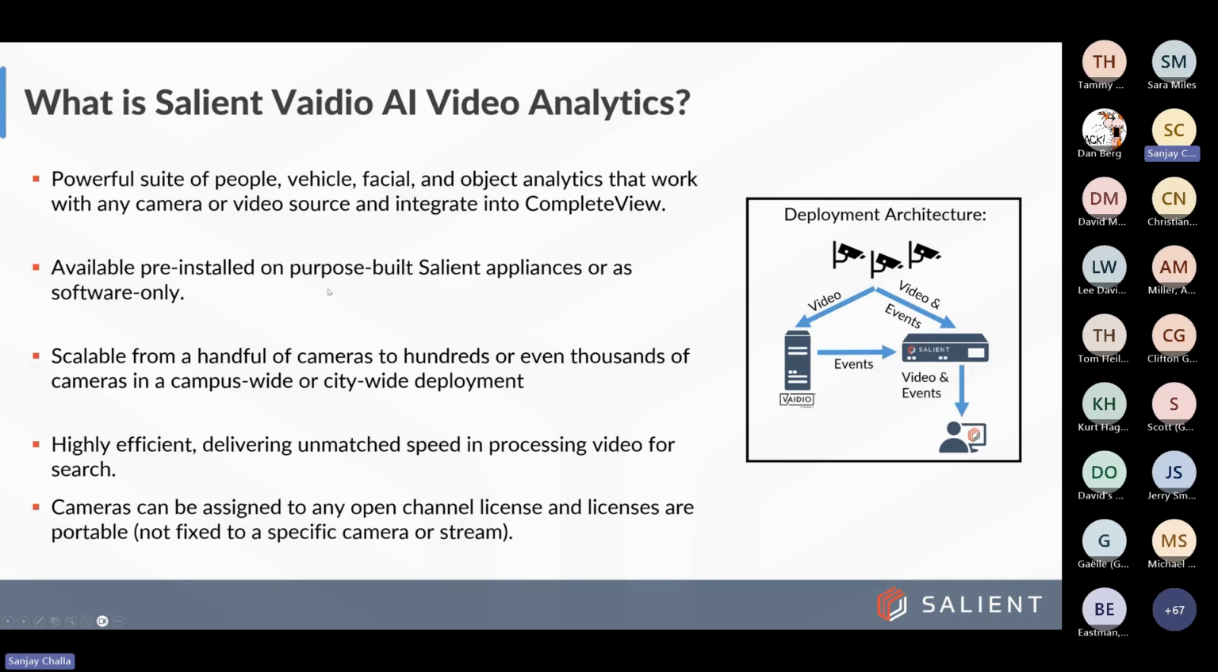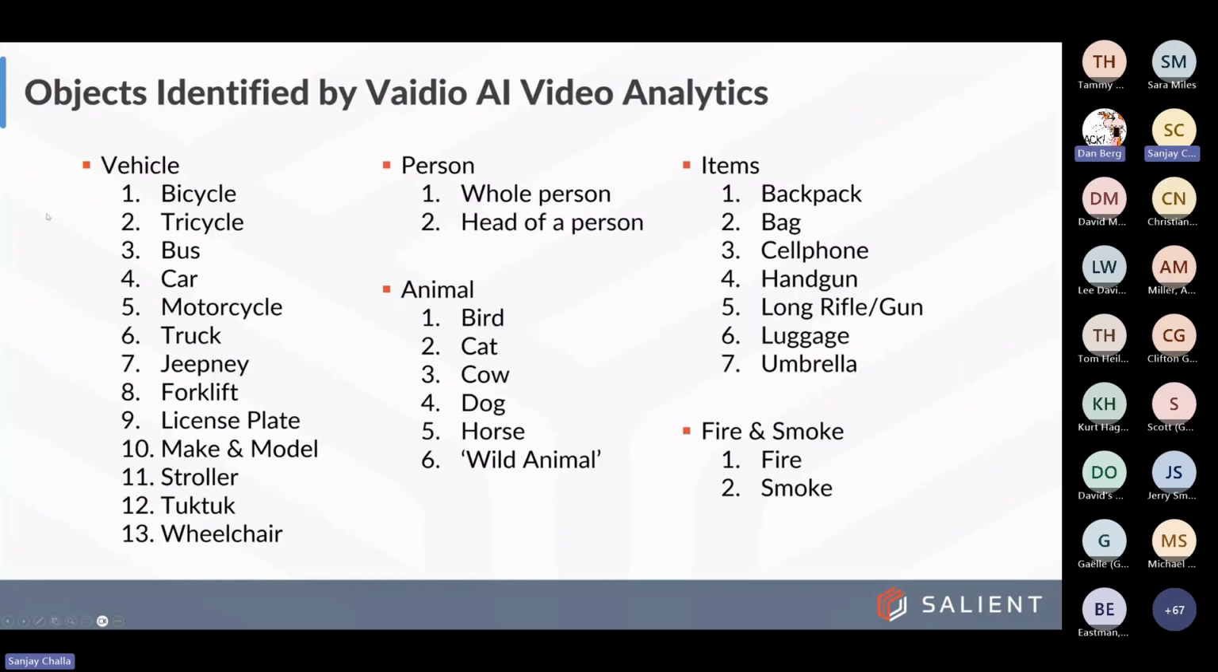And to take us a little bit deeper, Dan, I'll have you showcase some of the more advanced capabilities and lead up to your demo. Sure, thanks. The Vaidio AI video analytics has the capability to detect, on a regular basis and accurately, all these different types of vehicles, from bicycles to tricycles to motorcycles to jeepneys to tuk-tuks to wheelchairs. And that includes make and model, so it can identify make and model.